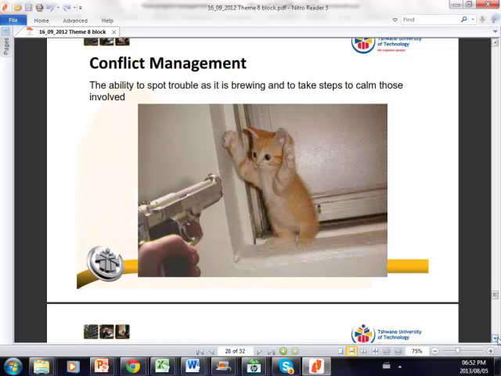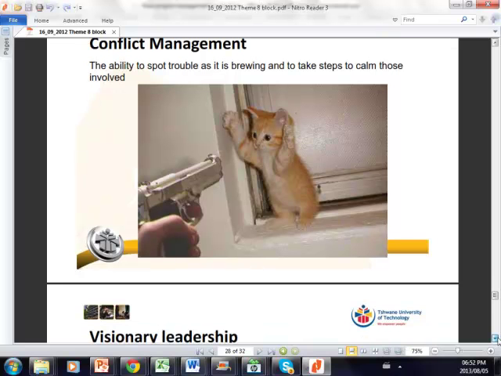And as a project manager, if you see that 2 of your team members are going to come to blows in the next day or 3, get them in a room together and sort it out. Don't just wait and hope and pray that conflict is going to go away. It's not. It's like an earthquake.